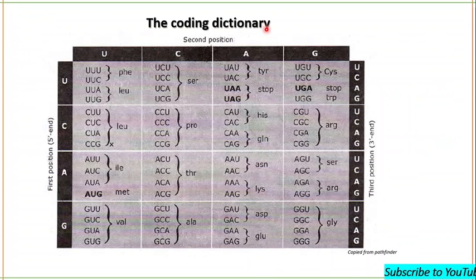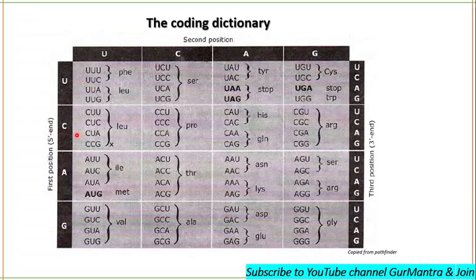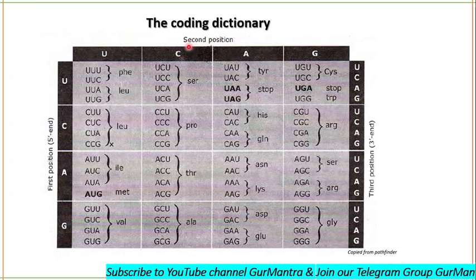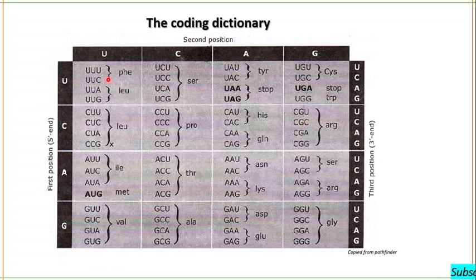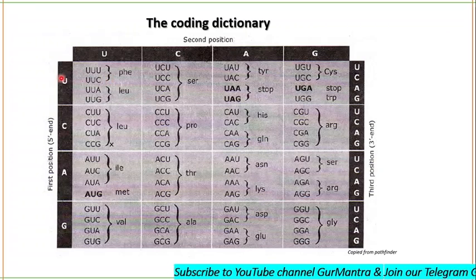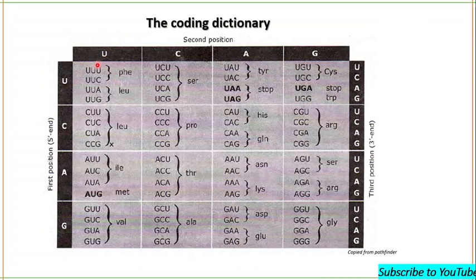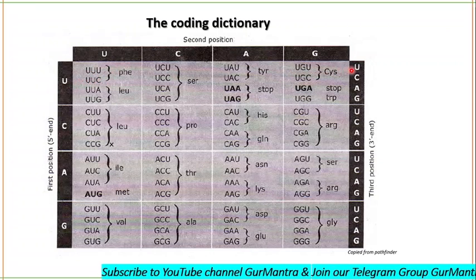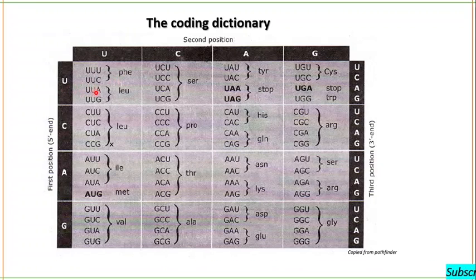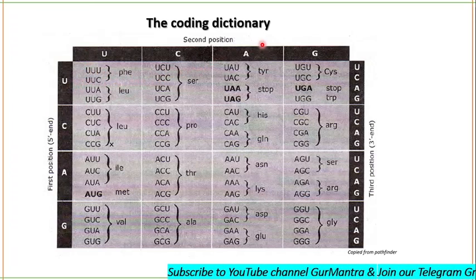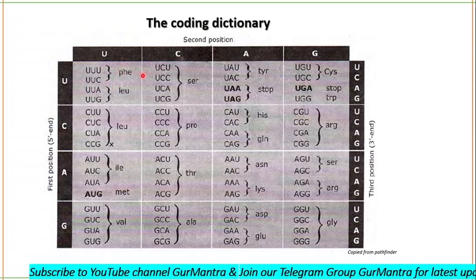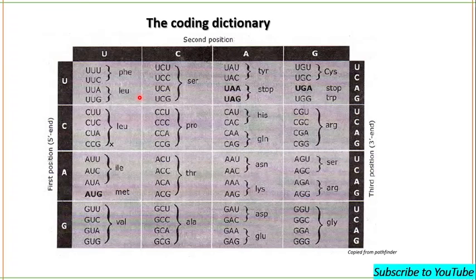Okay, this is the coding dictionary. You will see the first position 5 prime and the third position 3 prime, and this is the second position. Okay, you have to learn this, yeah, because it will help you in solving a number of numericals. U, phenylalanine. Okay, first position U, second position U, third position U. First position U, second position U, third position C. First position U, second position U, third position A. I hope you understand how you should be checking this dictionary, and how you will be able to make it yourself.